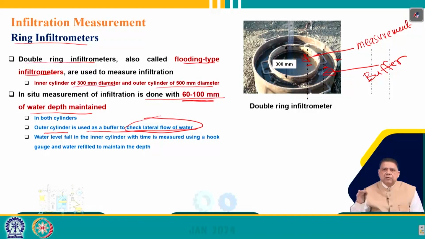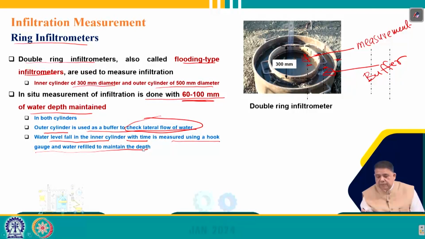So, in order to avoid the lateral flow of water and keep the water moving vertically, we use this outer cylinder. And the water level fall in the inner cylinder with time is measured using a hook gauge, and water is refilled to maintain the depth.